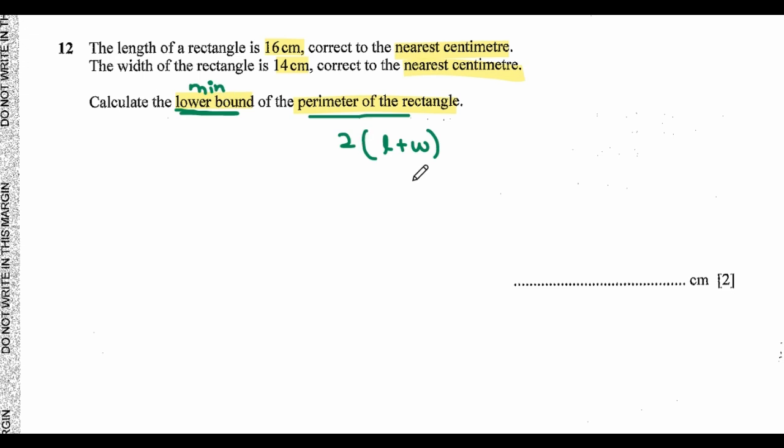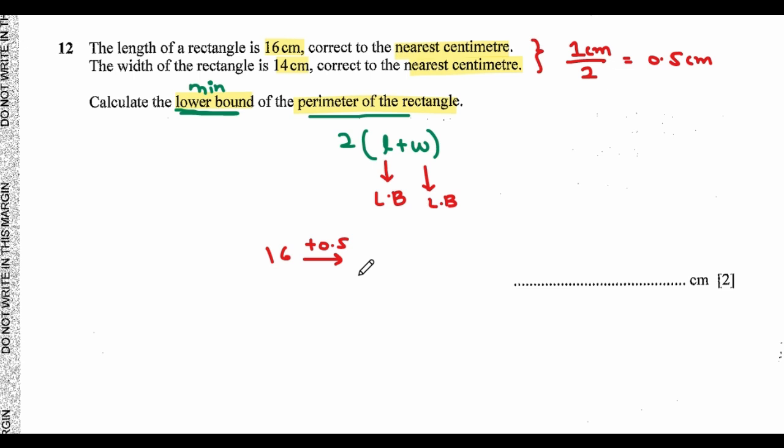And to get the minimum value of perimeter, we will take the lower bound of the length and the lower bound of the width as well. Both length and width are rounded off to the nearest centimeter, or 1 centimeter. So I'll divide 1 centimeter by 2 and I'll get 0.5 centimeter. So to get the upper bound of 16 centimeters, I will add 0.5. So the upper bound is 16.5. To get the lower bound, I'll subtract 0.5. So the lower bound is 15.5.